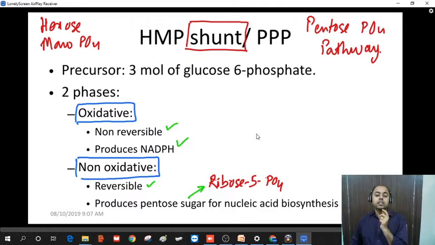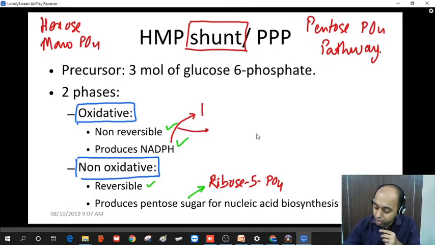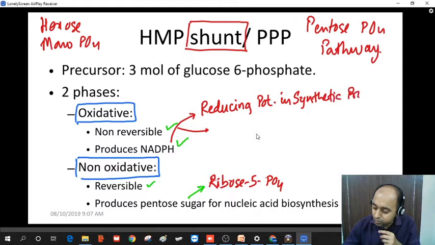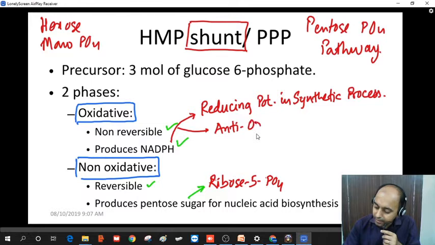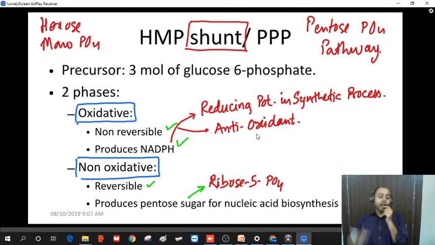Okay, so let's go to the checklist for HMP shunt, but before we go to the checklist, 2 points. What is the requirement of NADPH? NADPH has dual function. It provides reducing potential in synthetic processes. So wherever anabolic activity is going on, you're synthesizing the hormones, the fatty acid, the cholesterol, we require the NADPH. Second, NADPH is the most important antioxidant. So where oxidative stress is higher, there NADPH has a very important role. So these are two primary functions of NADPH, and HMP shunt is the primary source of NADPH.